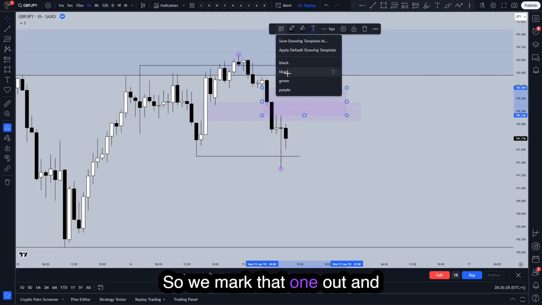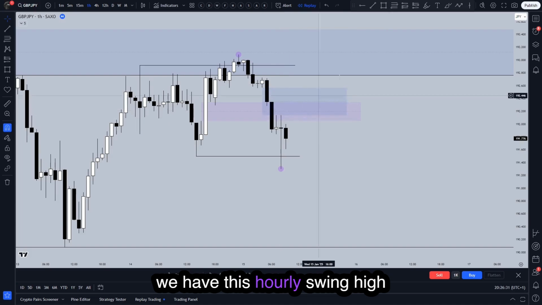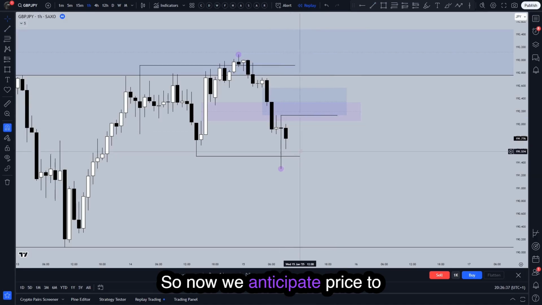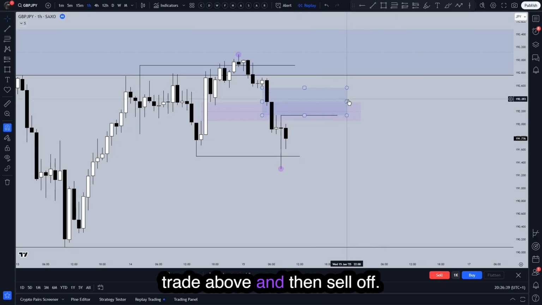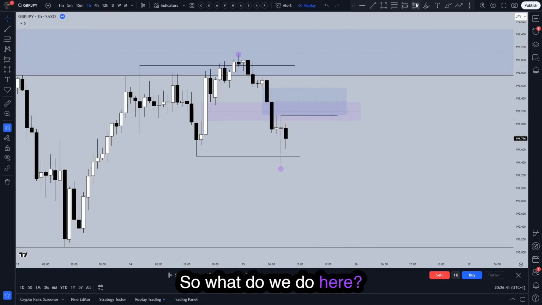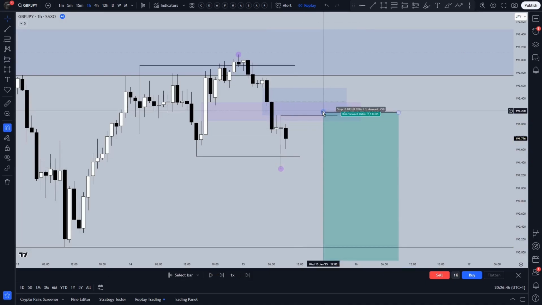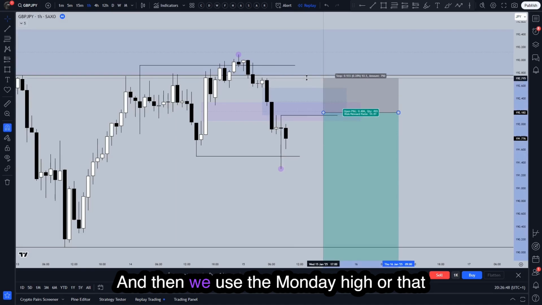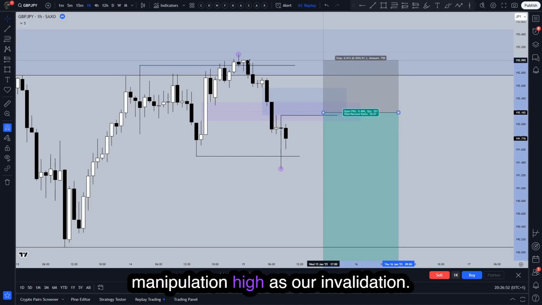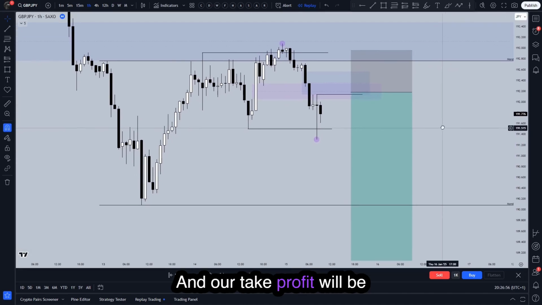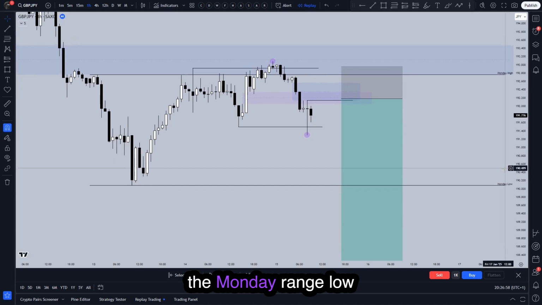So we mark that one out, and we have this hourly swing high resting right inside that key level. So now we anticipate price to trade above and then sell off. So what do we do here? We now place a limit order above the high, and then we use the Monday high or that manipulation high as our invalidation. All right, and our take profit would be the Monday range low.